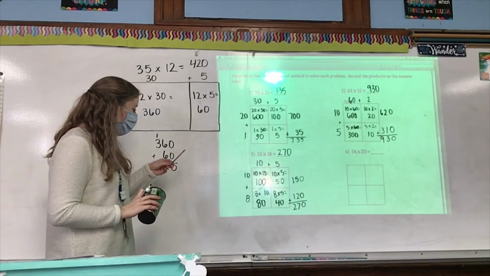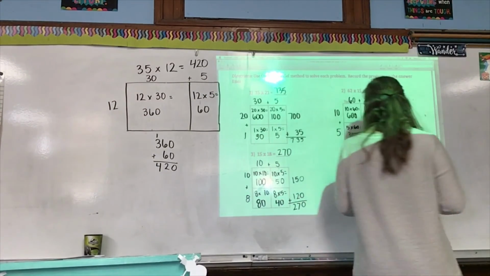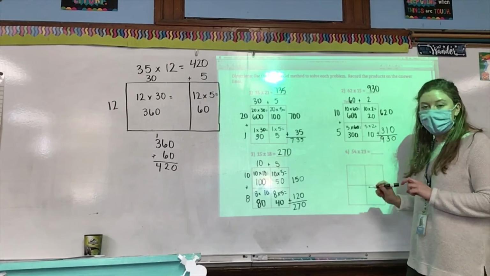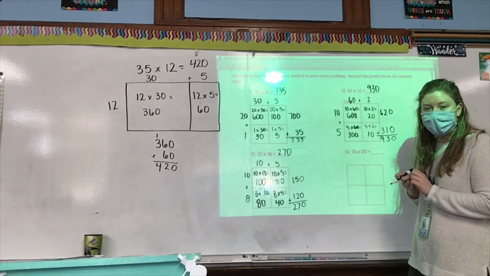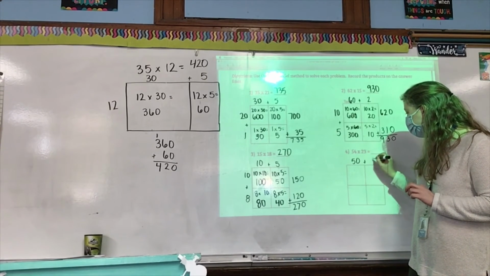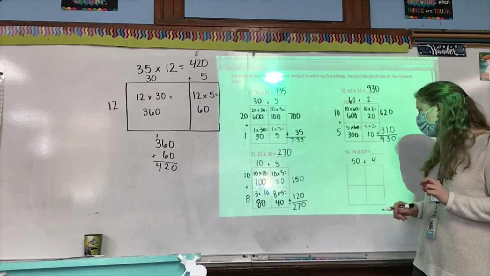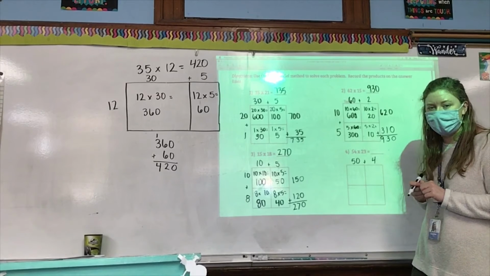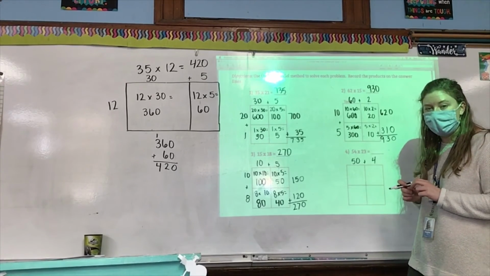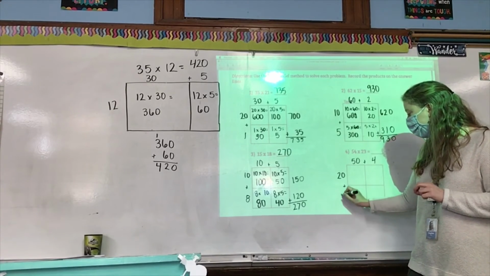Okay, number 4, 54 times 23. Carla, you're going to help me. Let's put our first factor in expanded form at the top. What is 54 in expanded form, Carla? 50 plus 4. Now we have to put our other factor in expanded form on the side. What's our other factor, Carla? 23. And what does 23 look like in expanded form? 20 plus 3.